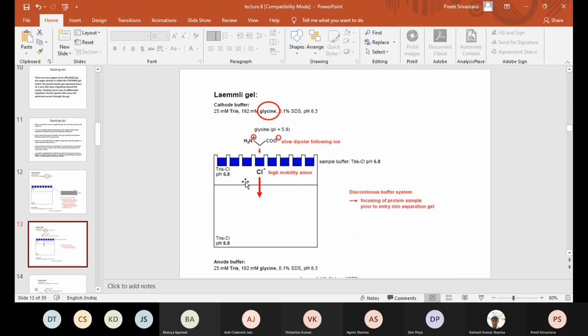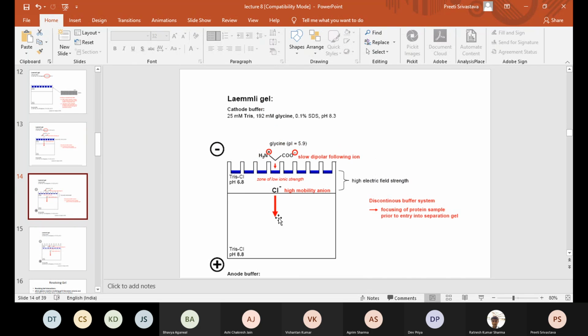The top gel has larger pores, the bottom gel has smaller pores. Up to here it is fine. Yes, ma'am. Now what happens is that when this running buffer, which contains tris-Cl, glycine, SDS, when we turn the current on, these glycinate ions enter into the stacking gel. The moment they enter the stacking gel, which has a pH of 6.8.